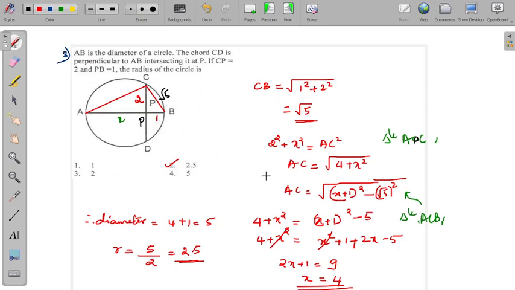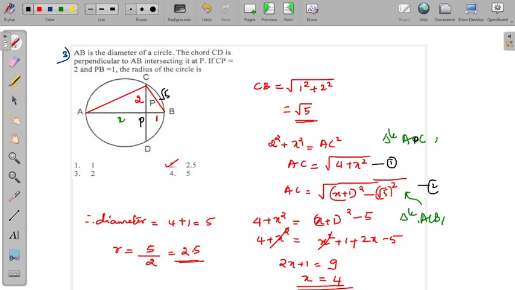So from the triangle ACB, I have to make the substitutions. The AC value that we obtained here, we have to substitute. 4 plus x square, AC square, equals x plus 1 whole square minus root 5 whole square, which is 5. Or else you can equate these two.